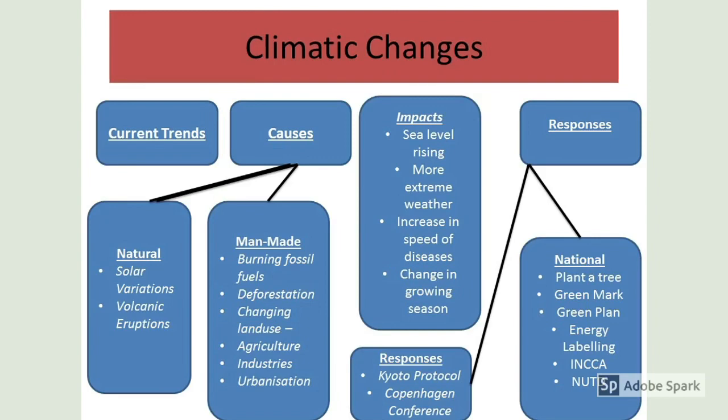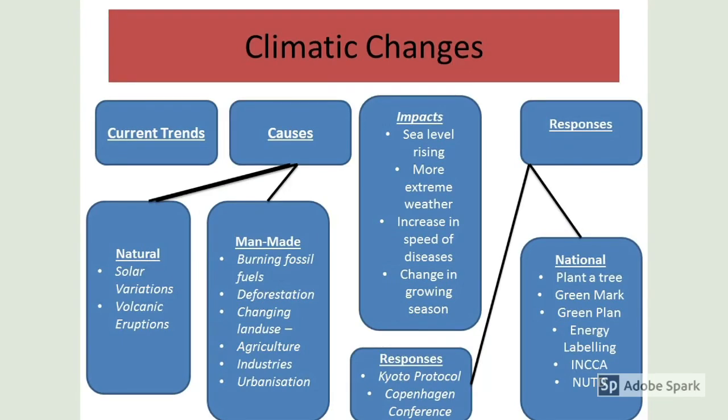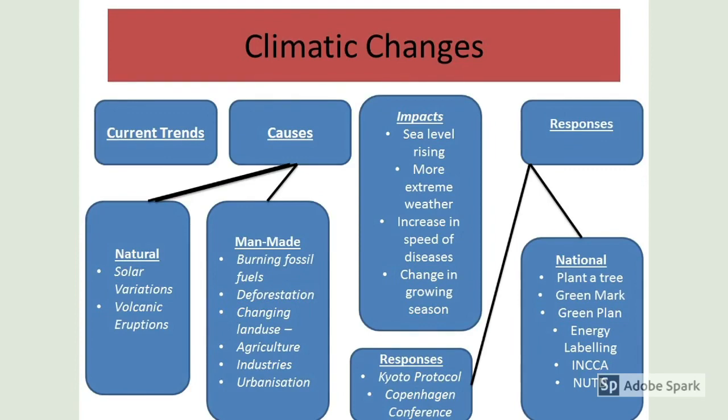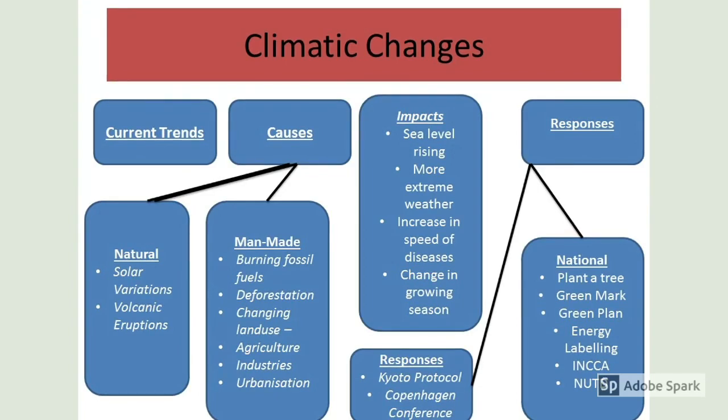I think there's an error in the slide. It is increase in spread, not speed. S-P-R-E-A-D, spread of diseases. There's a change in the growing season. Now, most of these impacts are negative. However, the last one is a positive one. If you go to the Facebook page, there's a video about Russia and how it's actually embracing this global warming phenomenon, because for them, they're getting warmer and their growing season is actually growing longer.